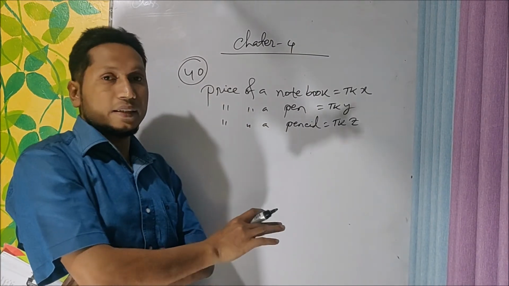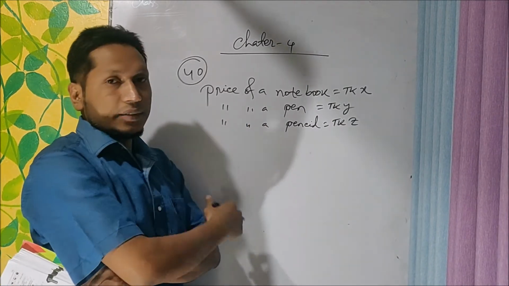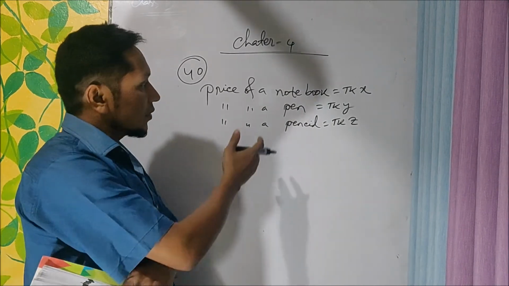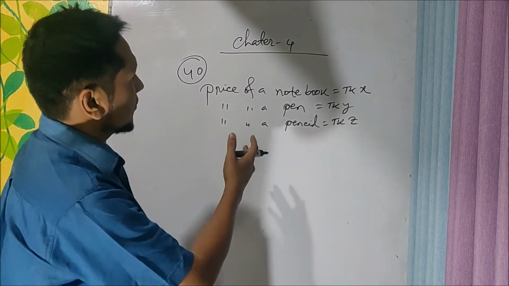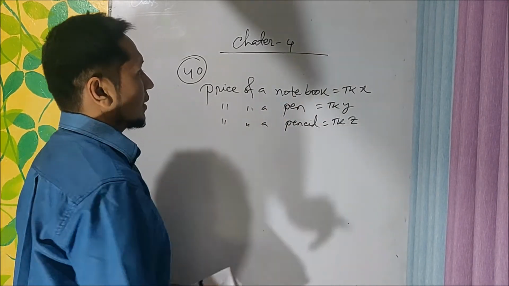It is not essential that the money should be noticed directly. Any symbol can also be used as price in algebra. So x, y, z are denoted for notebook, pen and pencil respectively.